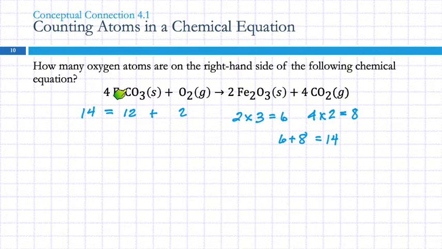How many iron atoms are on this side? 4. And how many over here? 4. Because each of these units has 2, and there are 2 units, right?